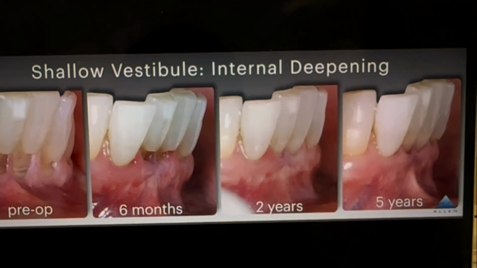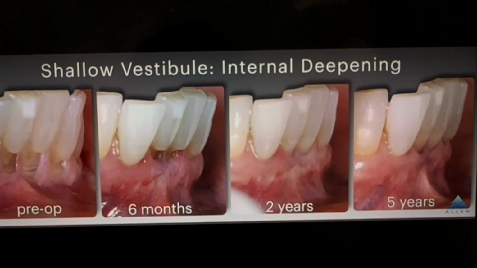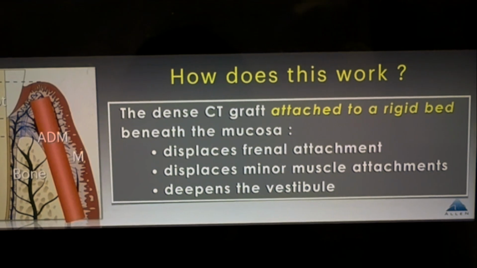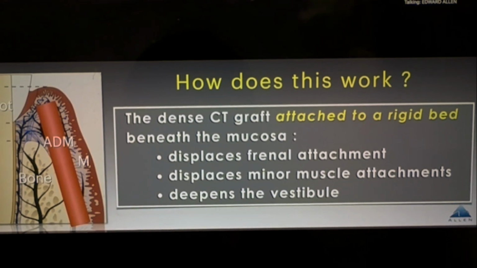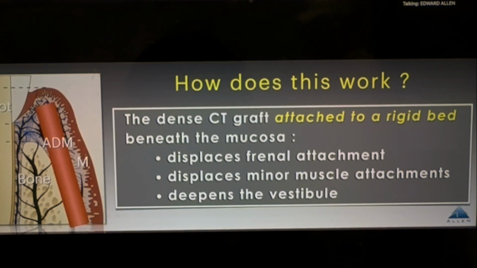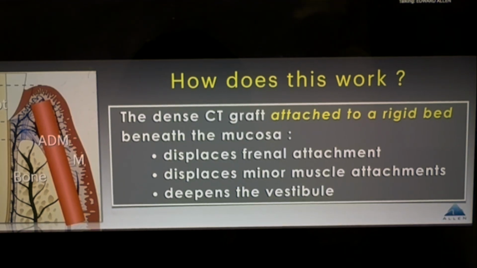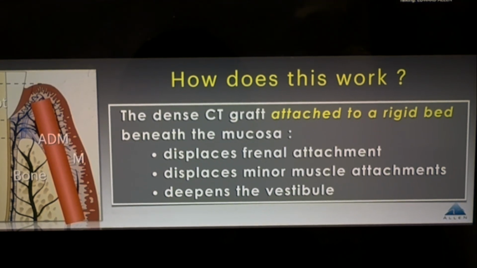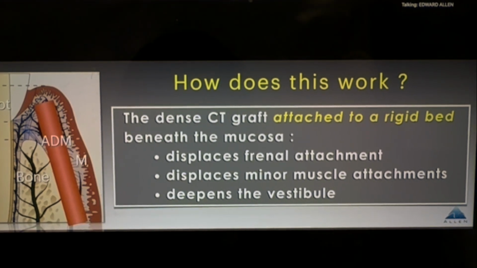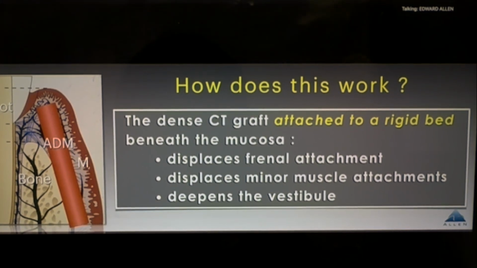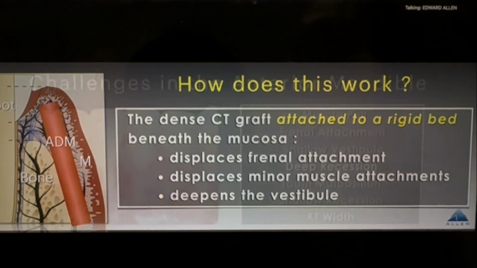And then you see the form of the vestibule at 2 years, and at 5 years. So that extension of the vestibule has been maintained, and there's normal form of the frenal attachment. So how does this work? It works because of the way we do the dissection. It's important that you do a blunt dissection, subperiosteal, create a bed that the graft will attach to the bone, so it's rigid. That will displace the frenum internally, and it will also displace minor muscle attachments, maybe a bit of the mentalis. And this results in a deepening of the vestibule.